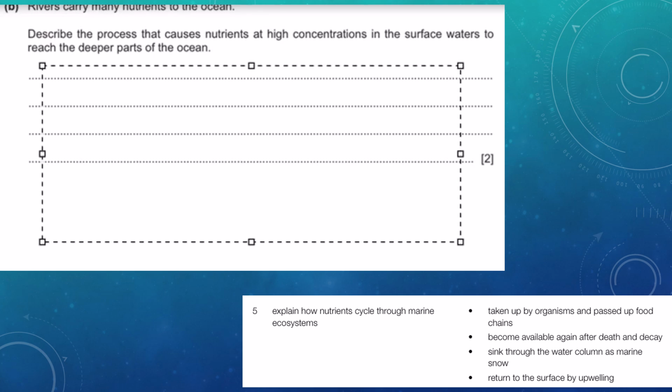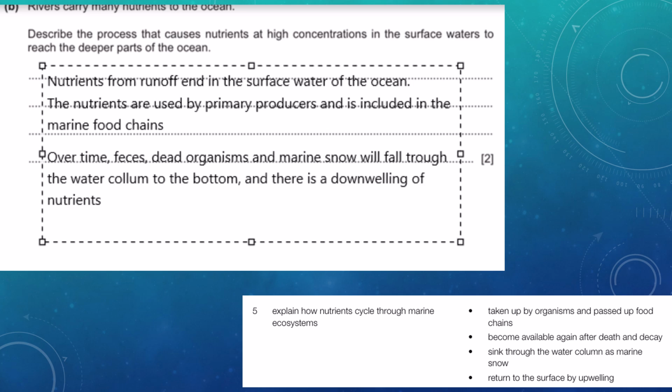Our next question also talks about the water cycle and about nutrients. And it says that rivers carry many nutrients to the ocean. Describe the process that causes nutrients at high concentration in the surface water to reach the deeper part of the ocean. I had some students who started writing about runoff. And while that is correct, that is not the answer we are looking for. We are looking for this.